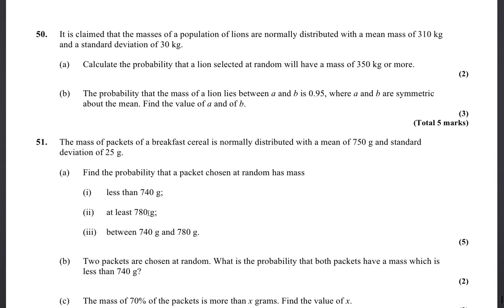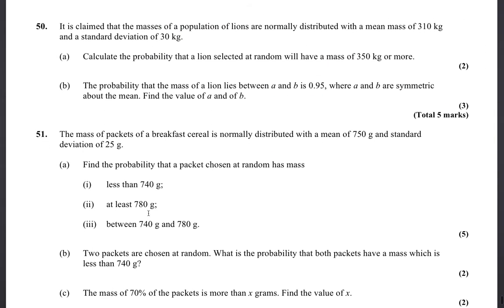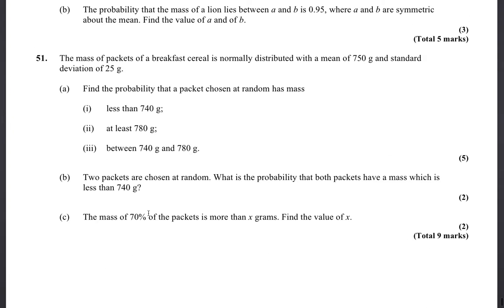So let us solve this, the final problem of this worksheet. The mass of packets of a breakfast cereal is normally distributed with a mean of 750 grams and standard deviation of 25 grams. Find the probability that a packet chosen at random has mass less than 740 grams.